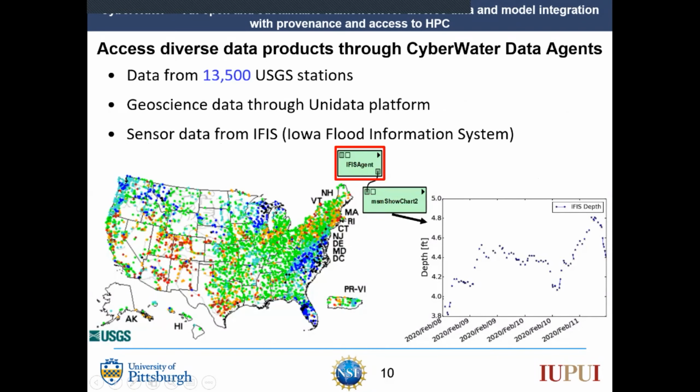In addition to accessing those data, one can also access the USGS data based on our USGS data agent. With that, one can access more than 13,000 USGS stations, and this map shows the locations where those USGS stations are located. We can also access the geoscience data through the Unidata platform by using our Unidata data agent. One can also access sensor data from the Iowa Flood Information System using our data agent as illustrated here.